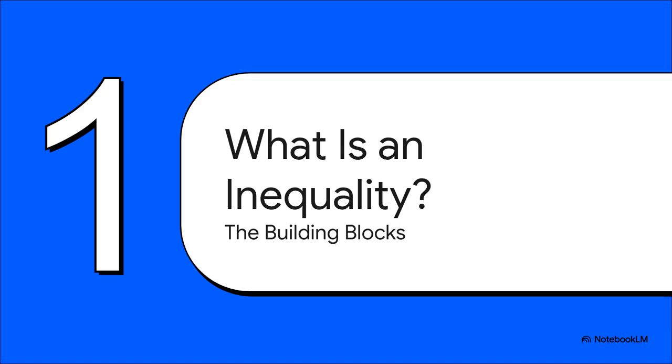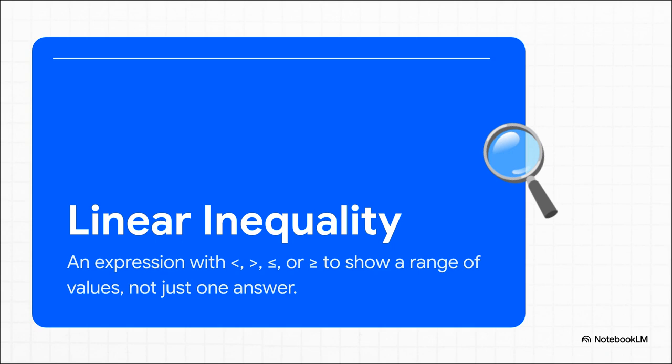Okay, so first things first. Every map has a language, right? For the decision map we're building, that language is all about the inequality. You know, an equation is super strict. X equals exactly one thing. But a linear inequality? It's way more chill. It describes a whole range of possibilities. Think about keeping food fresh. The temperature can't be one single number. It has to be less than or equal to some maximum temperature. That entire safe zone is what an inequality helps us map out.